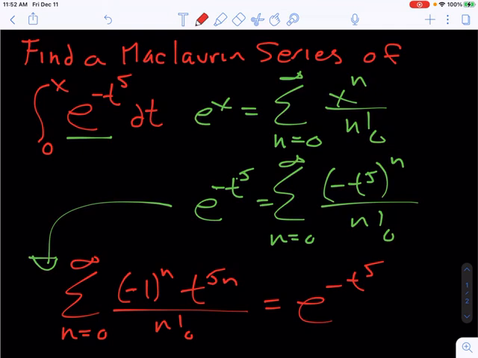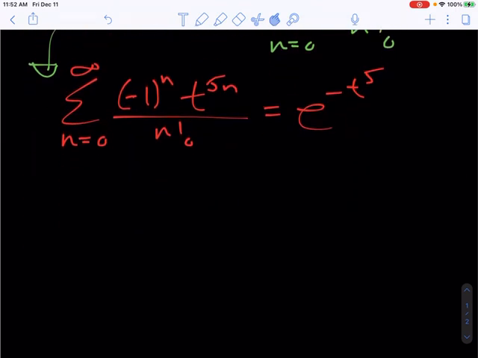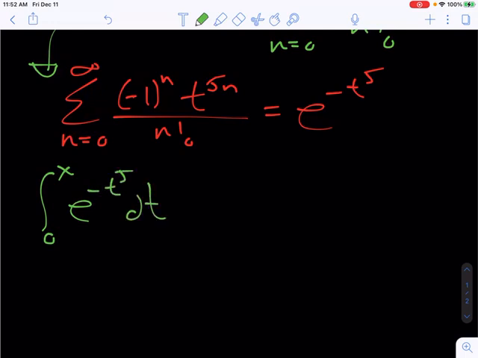So remember, a Maclaurin series is a power series, or a Taylor series, that is centered at 0. All right, well, this isn't the solution to our problem, because what we want to find now is the integral from 0 to x of e to the negative t to the fifth dt. So what we have to do is basically integrate this power series.